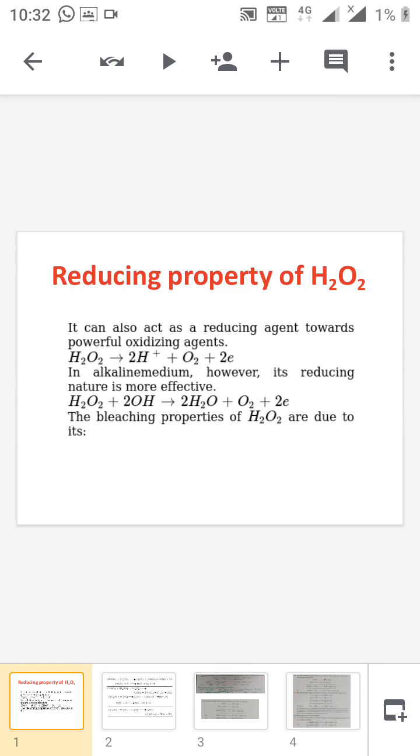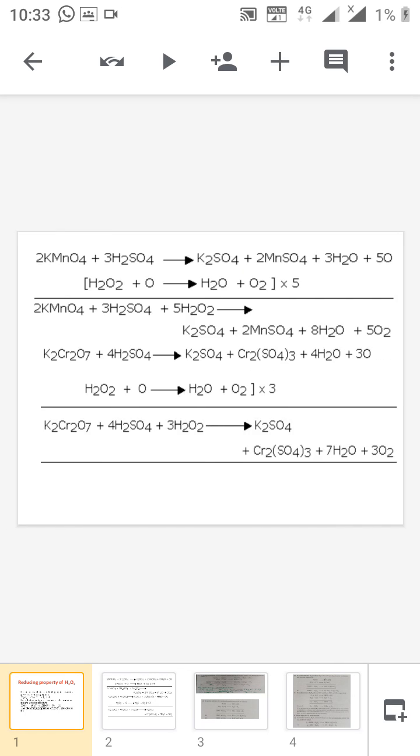Let me move into the acidic medium. In acidic medium, hydrogen peroxide decomposes to give H plus, oxygen and electron, whereas in the basic medium it will give water, oxygen and electron. Then let me move into some examples of the reducing action of hydrogen peroxide in acidic medium. First is the conversion that reduces the permanganate ion to manganese ion.